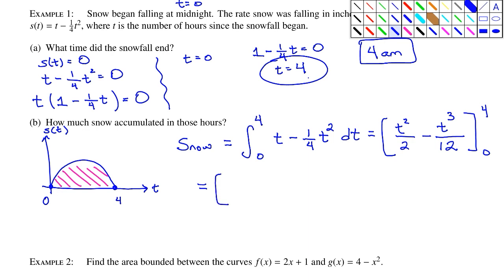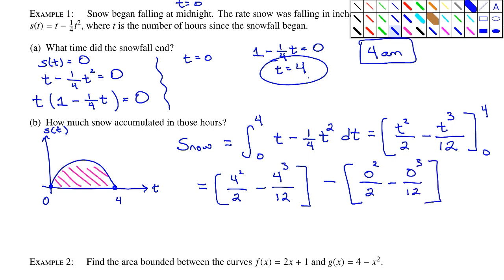And this is going to be 4 squared over 2 minus 4 cubed over 12. And then a new set of parentheses. 0 squared over 2 minus 0 cubed over 12. In fact, any time that your antiderivative is a polynomial with t to positive powers and then maybe some multipliers or divisors that are just numbers, and you evaluate that at 0, then this piece over here is always going to be 0.